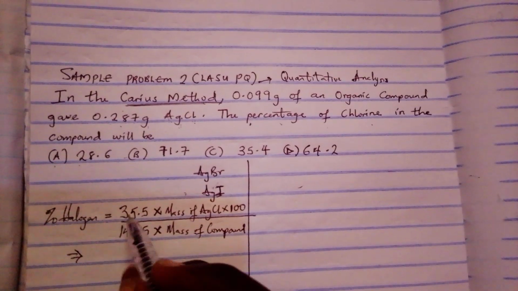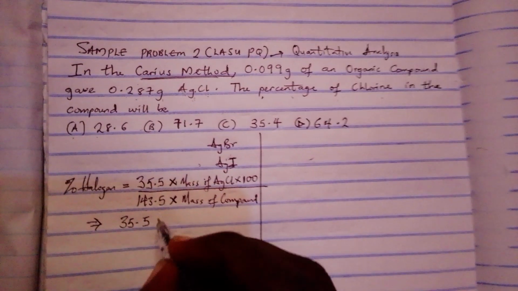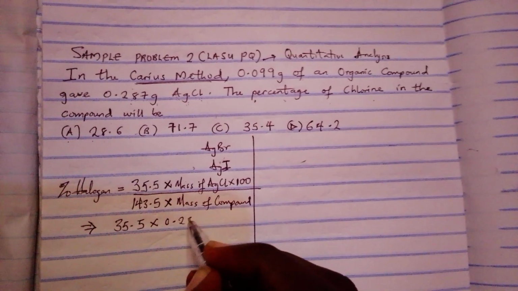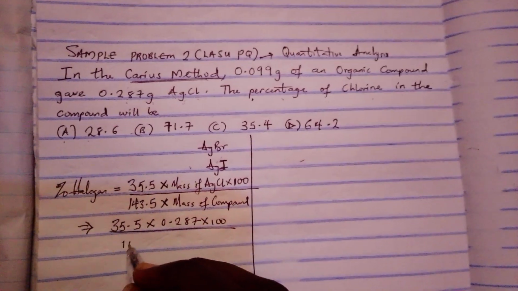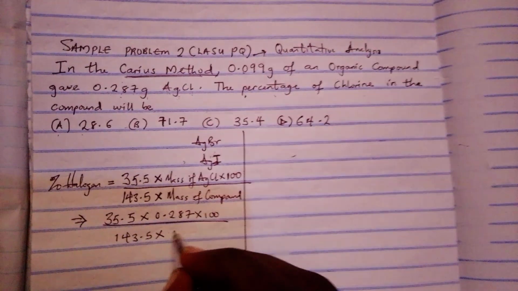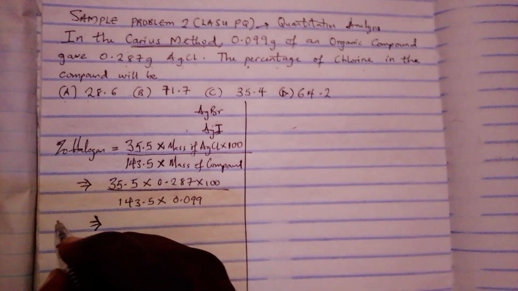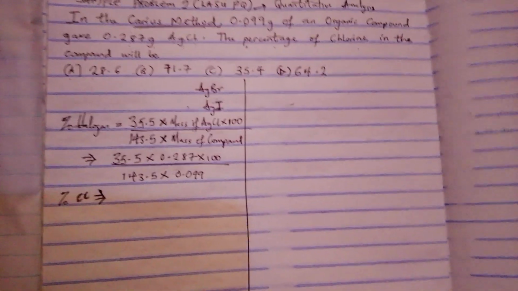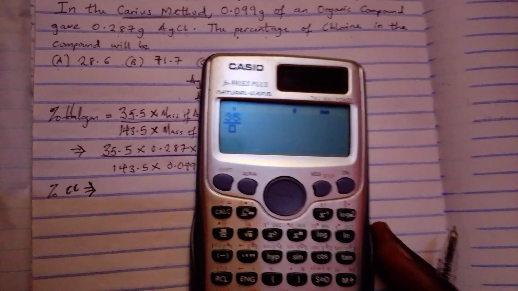Now let's solve this question. We have 35.5 multiplied by the mass of the AgCl, which is 0.287, multiplied by 100, all divided by 143.5, the molar mass of AgCl, multiplied by the mass of the compound given, 0.099. Now let's punch it and get our answer, the percentage of chlorine present in the organic compound, using our Casio calculator.